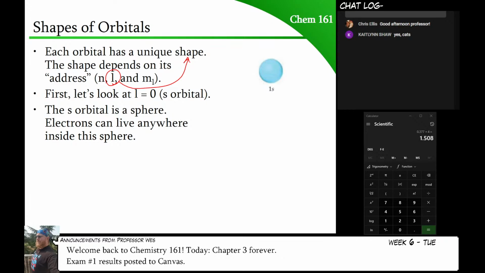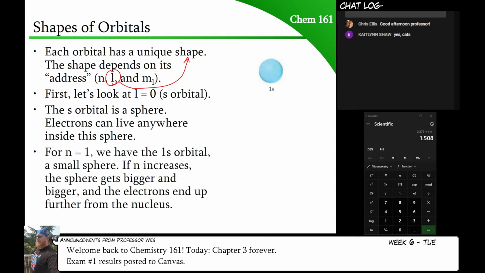Now, if I increase the n value, I make a bigger sphere. And that makes sense, right? As you put more electrons around an atom, you need a bigger region to corral them. It would be like putting 2 goats in a small pen and then putting like 8 goats in the small pen. Well, if the pen can only hold 2 goats, you need a bigger pen. So you get a bigger one for your 8 goats, and then another even bigger one for your next 8 goats or whatever. Stop buying goats. You have enough of them.